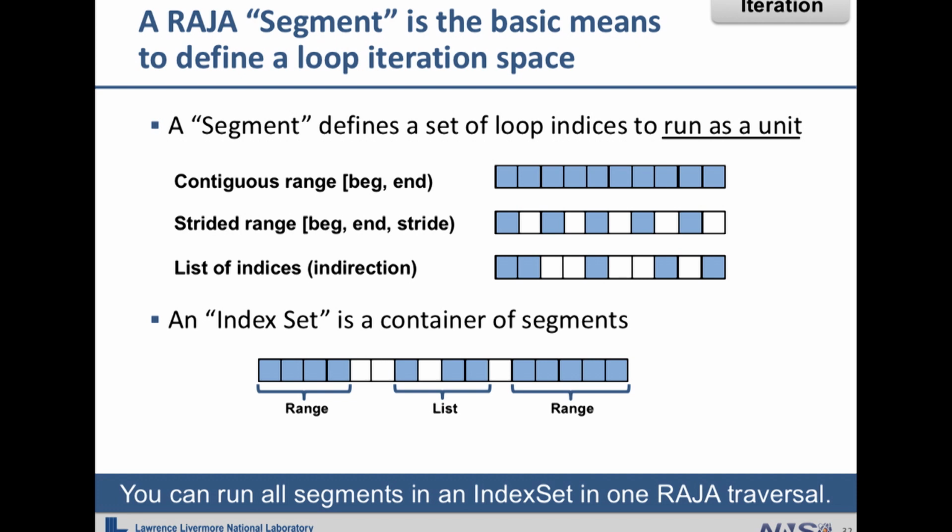So you can have a contiguous range, a strided range, or a list of indices, which is kind of like an indirection array. And then you can group segments of indices together into an index set container, which is just a number of these segments. And then you can run all the segments in an index set with a single RAJA forall loop, and it will run against all of those.